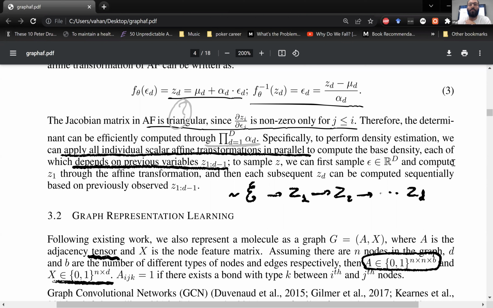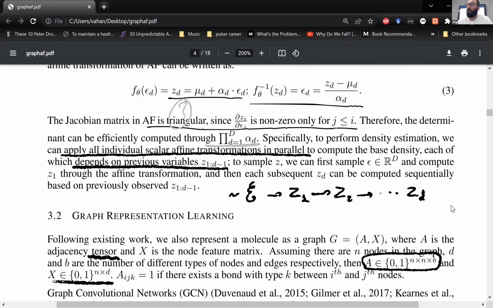Yeah. But that's important because I was thinking the other way around. I was thinking that because the Jacobian is triangular, we can compute the Z's in an autoregressive manner. So first we sample an epsilon, and then from that we get Z1, and then Z2, and so on, to generate the entire Z.